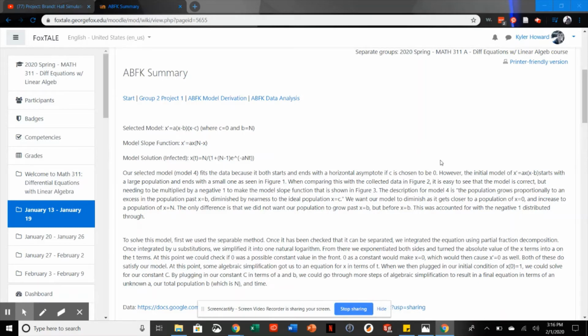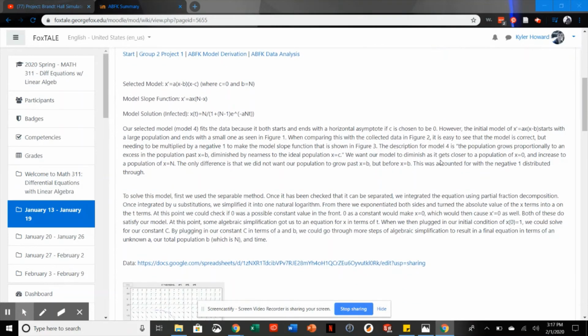The description for model 4 is that the population grows proportionally to an excess, and the population past x equals b is diminished by nearness to the ideal population x equals c. We want our model to diminish as it gets closer to a population of x equals 0 and increase to a population of x equals n. The only difference is that we did not want the population to grow past b but before b. This was accounted for with the -1 distributed through.